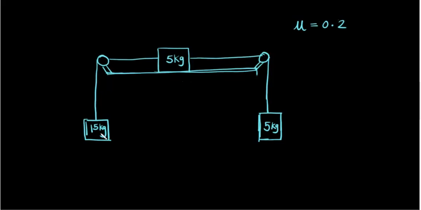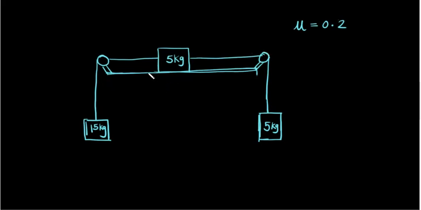In this question, there are three blocks, one of 15 kg, another of 5 kg, and this one of 5 kg again. The frictional coefficient between this 5 kg block and the table is 0.2. We have to find out the tension in the two strings.